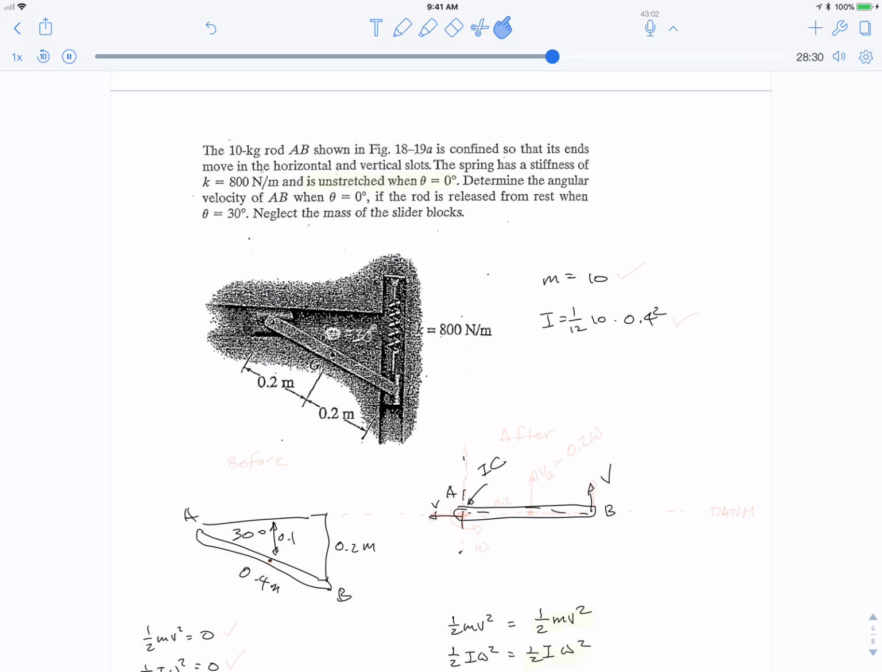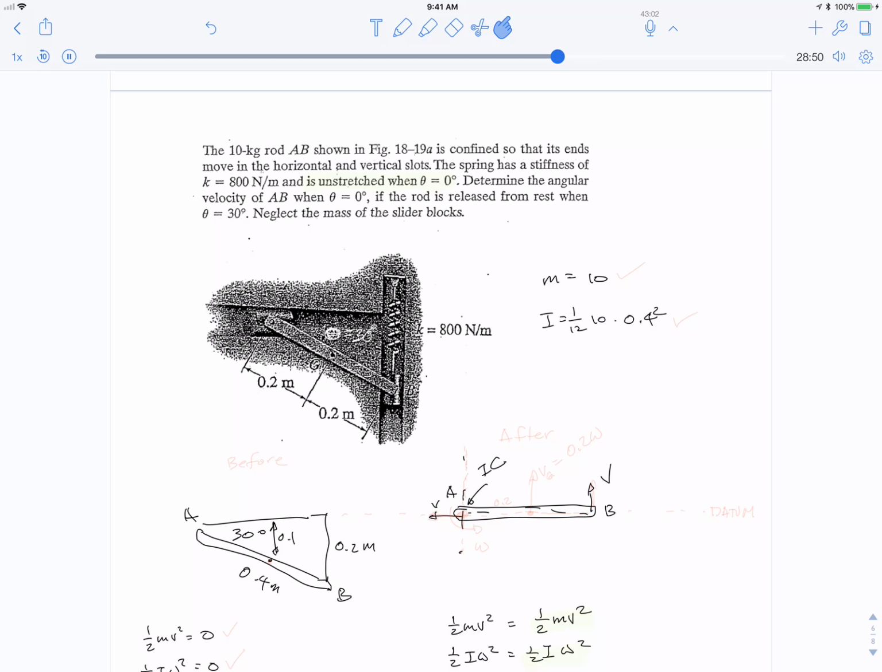You have weights at different heights, that's mgh. You have springs at different lengths, that's 1/2 kx squared energy. And then finally they ask for velocities, so that will be kinetic energy, 1/2 mv squared and 1/2 I omega squared. So it's definitely an energy problem.